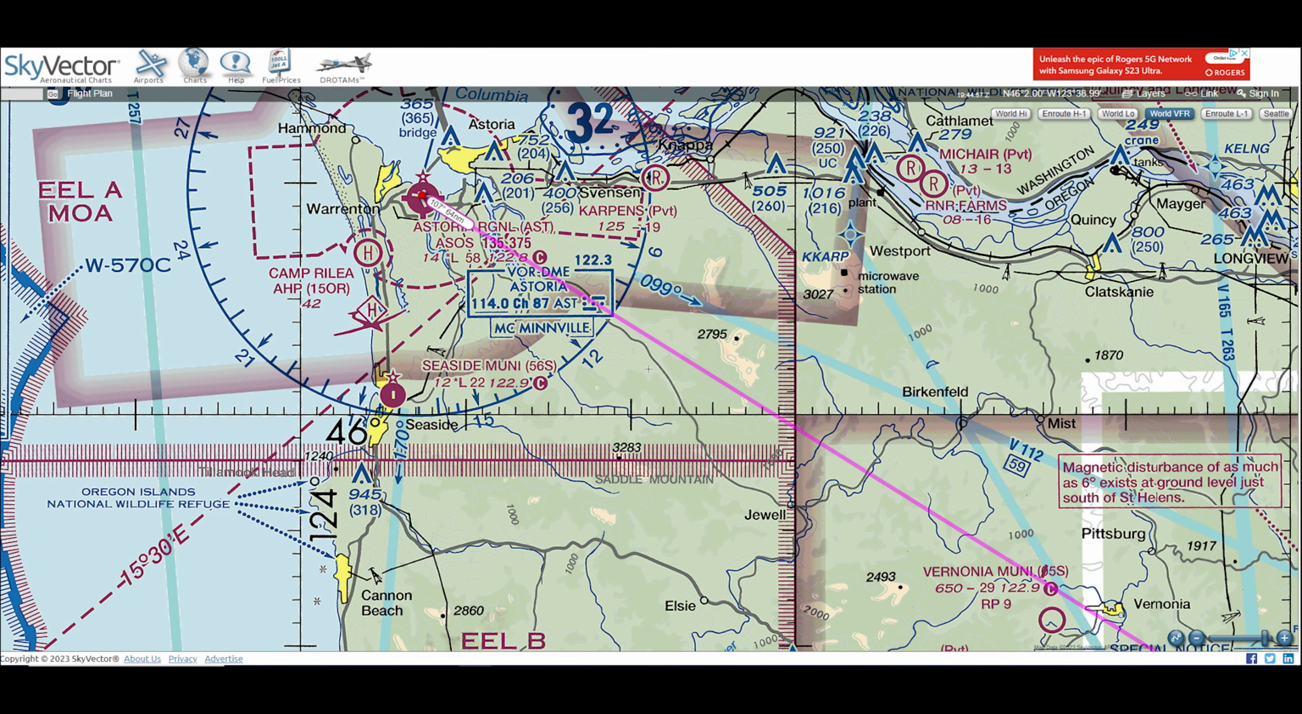Looking back on the VFR chart, we can see that the high point is Saddle Mountain at about 3,200 feet. Heading east, we want to pick an odd altitude, so 5,000 feet should be adequate for this trip.